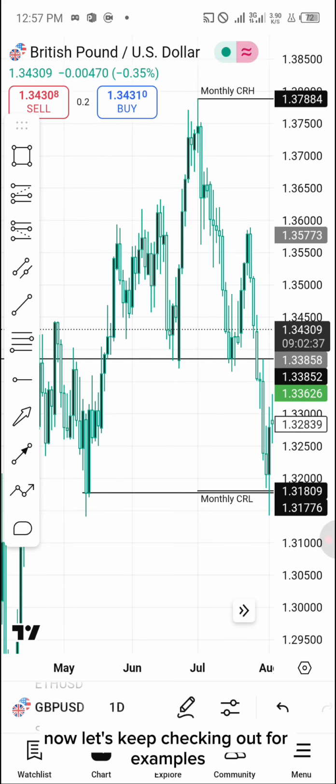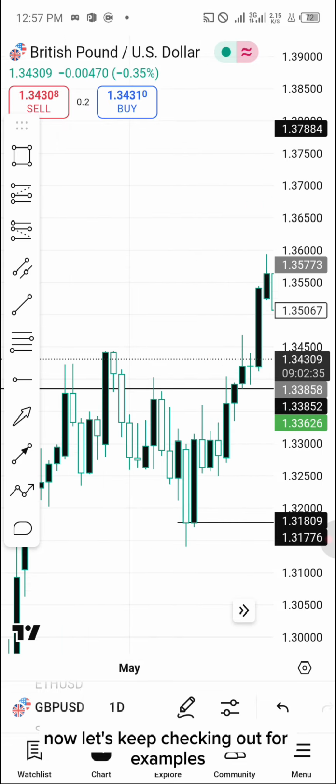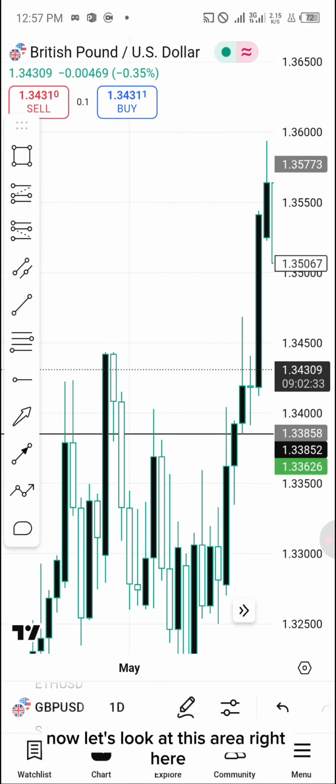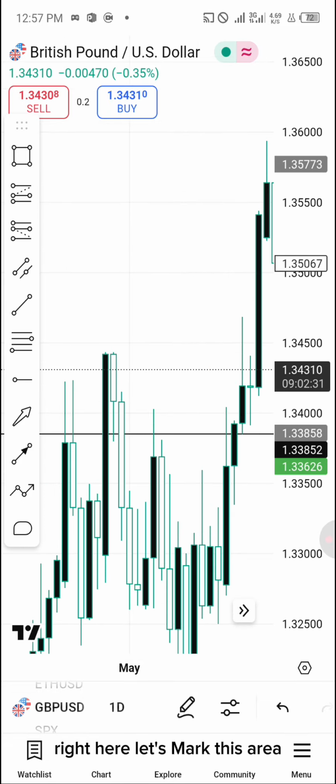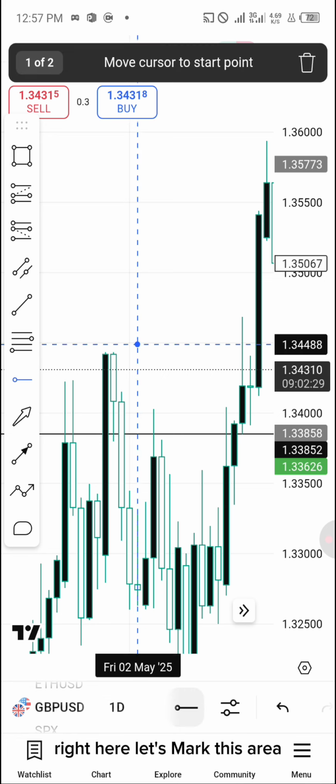Now let's keep checking out for examples. Now let's look at this area right here. Right here, let's mark this area.